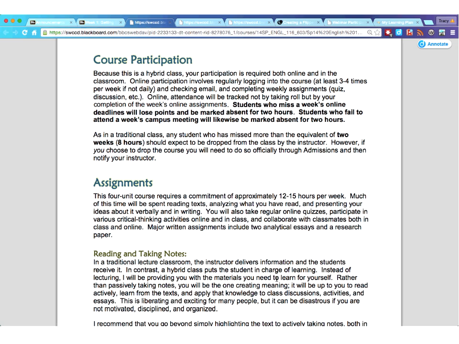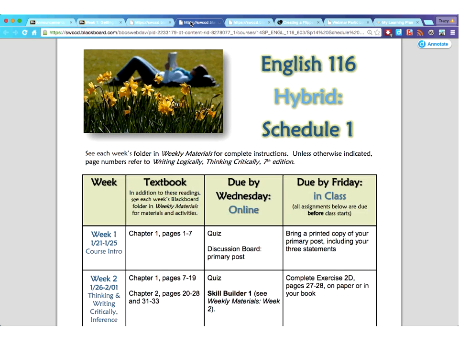Instead of lecturing, I'll be providing you with the materials that you need. You're the one who's going to be creating meaning, and so on. So again, I'm telling them about how this is different in this hybrid environment. So I do this throughout the syllabus just to really condition them to the format. And then I also do it in the calendar.